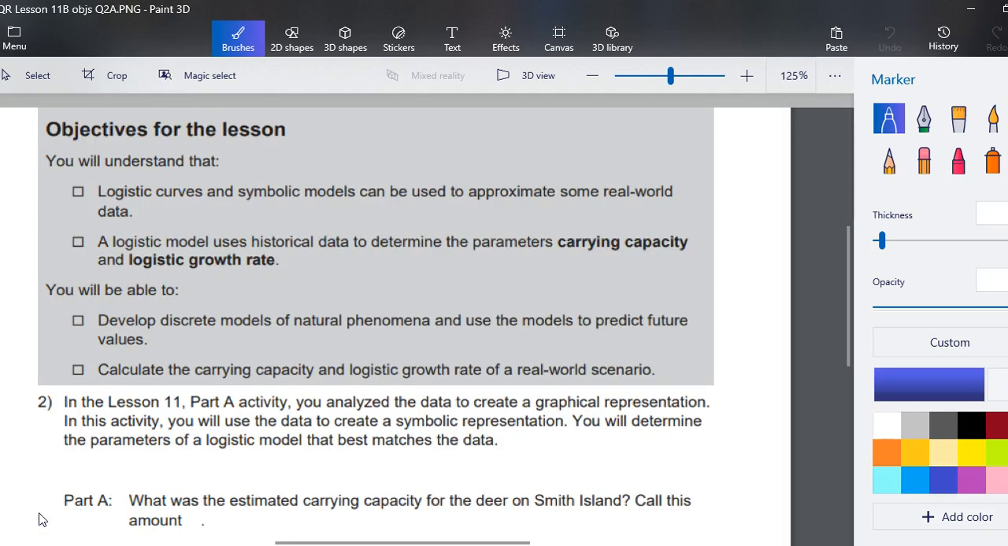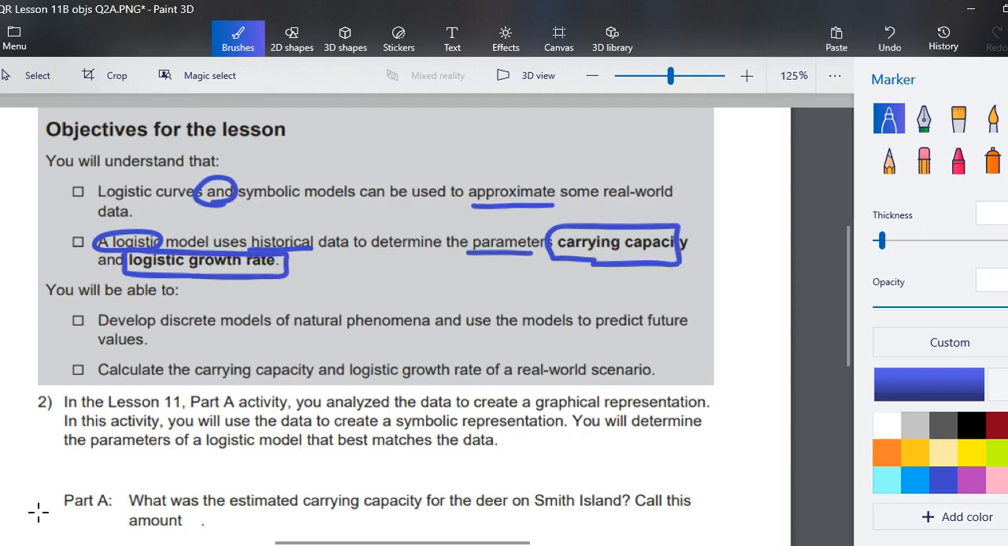So in this lesson, our objectives are that we'll understand logistic curves and symbolic models and how they can be used to approximate some real-world data. A logistic model uses historical data to determine the parameters carrying capacity and logistic growth rate. You're going to be able to develop discrete models of natural phenomena, and use those models to predict future values. And we're going to be able to calculate the carrying capacity and the logistic growth rate of a real-world scenario.